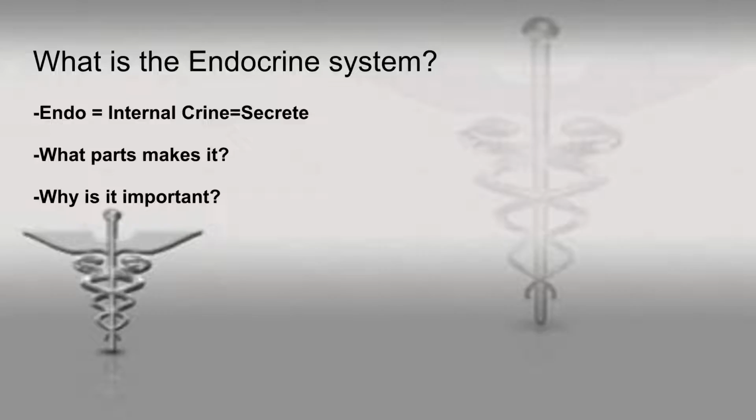The endocrine system is important because it helps the body maintain homeostasis by having each part of the body communicating with one another to maintain balance. The endocrine system's primary form of communication is the secretion of hormones.